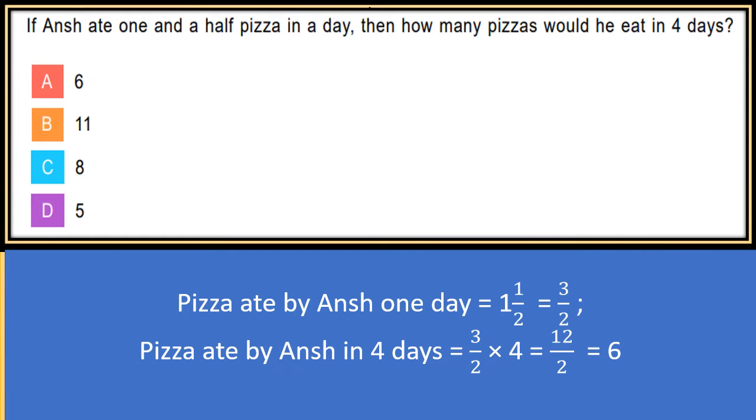If Ansh ate 1.5 pizza in a day, then how many pizzas would he eat in 4 days? Now pizza ate by Ansh in one day is 1.5, that is 1 and 1 by 2. When we solve this mixed fraction, we get 3 by 2. Now pizza ate by Ansh in 4 days is 3 by 2 into 4, which is equals to 12 by 2, and we solve this fraction, we get 6.